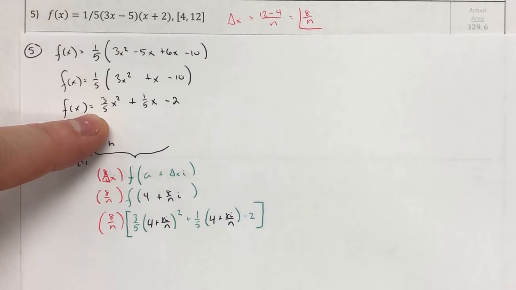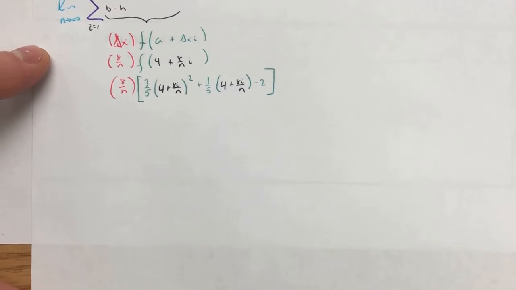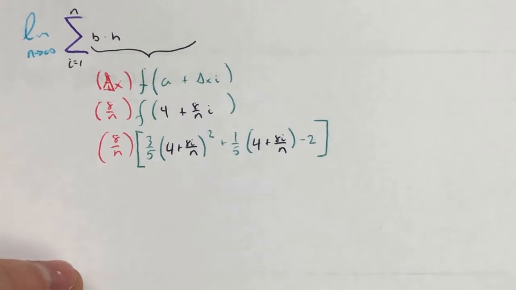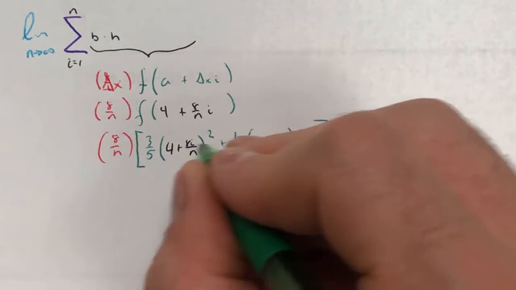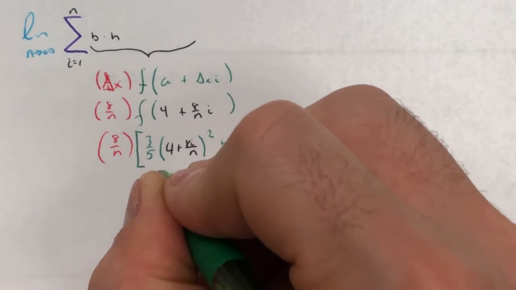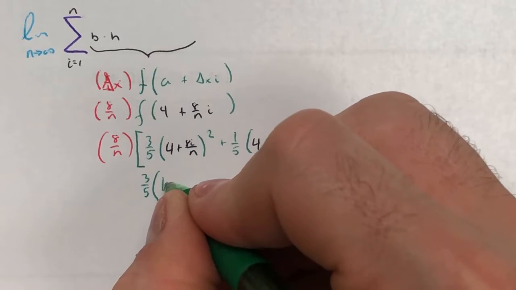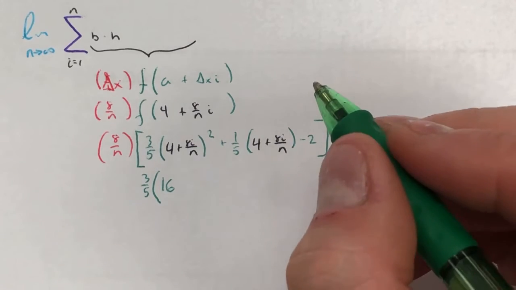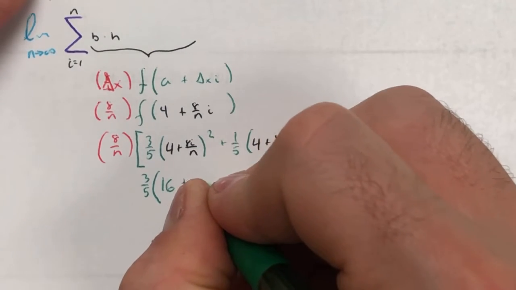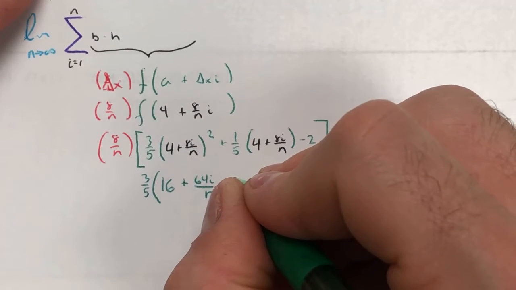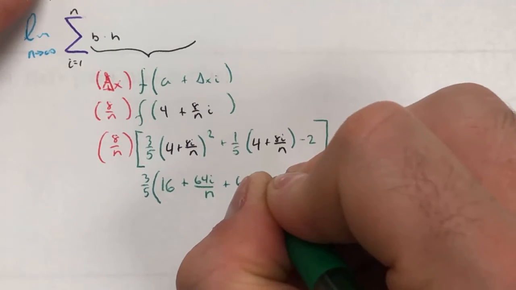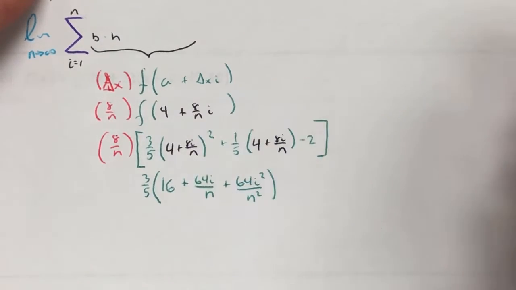I'm going to go ahead and move the i up into the numerator. Actually, let's zoom in just a little bit. Moving my i up into my numerator so that it's an easier process. And then let's go ahead and start simplifying what's in the function. Okay, so right here we're going to get this squared, so 3/5 times 16. 4 times 8 is going to be 32. 32 times 2 is 64i over n. And square the last is going to be 64i squared over n squared.